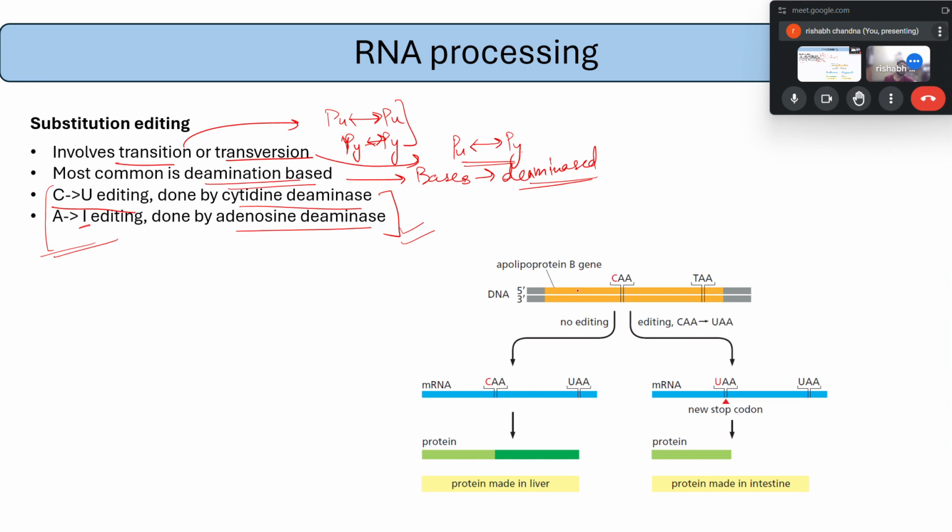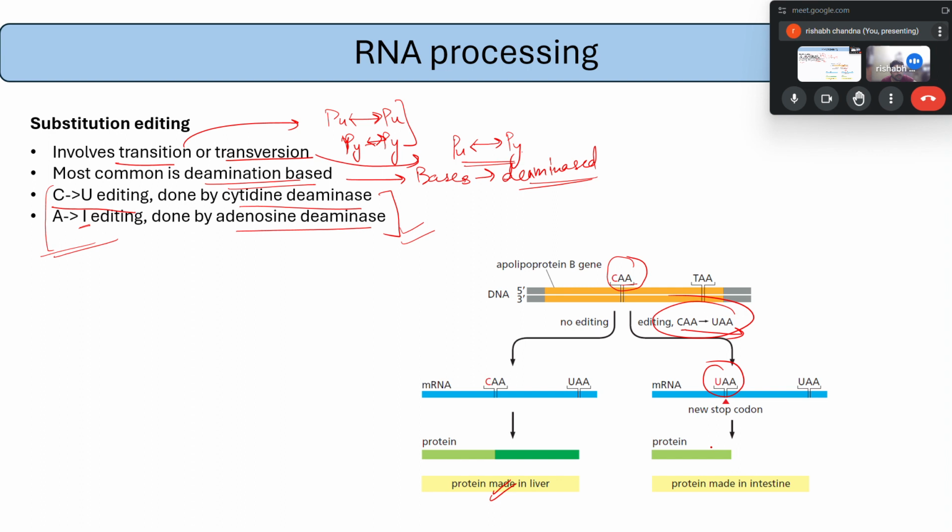So what happens? It forms different isoforms in liver and in intestine based upon their function. Okay, based upon their need. So what happens here? The cytidine deaminase comes into picture, and here is the sequence CAA in the apolipoprotein B gene. When there is no editing in the liver, it is normal, so it forms a protein that is made in the liver. Now, when this CAA is changed to UAA via cytidine deaminase, that is substitution editing, so this is converted into a stop codon.